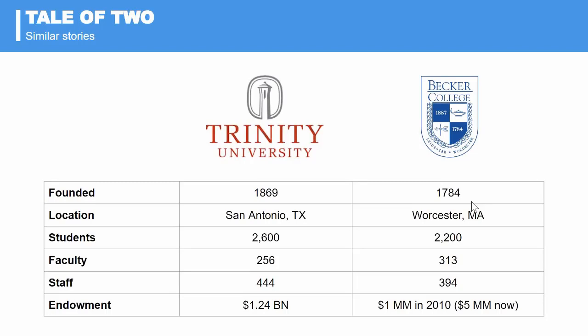So Trinity has a little over $1 billion endowment, and in 2010, Becker College's endowment had gotten down to just over $1 million. They fortunately have righted the ship, and they're now at $5 million, but it's even still not on the same playing field from an endowment perspective. And what's interesting is you'd expect a university like Trinity, therefore, to have a lot more automation.